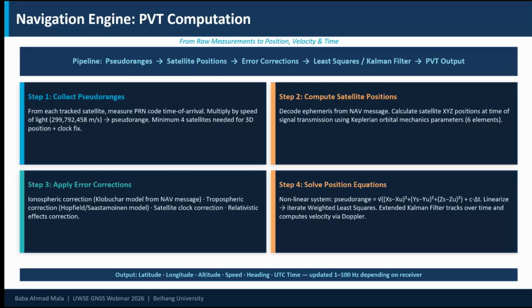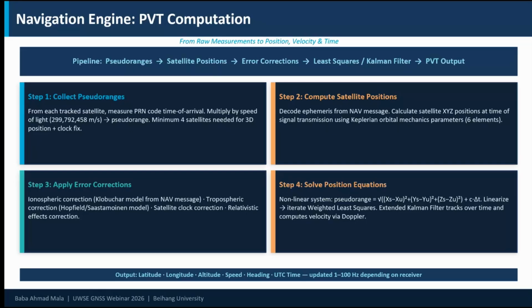And then how it's conducted: first of all, you collect the pseudo ranges, which is the tracked satellite measured in PRN code of time travel multiplied by the speed of light. You have to have a minimum of 4 satellites to collect the pseudo ranges to have a better, accurate result.